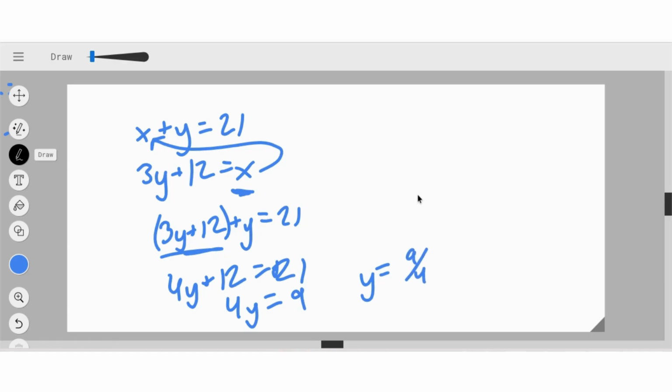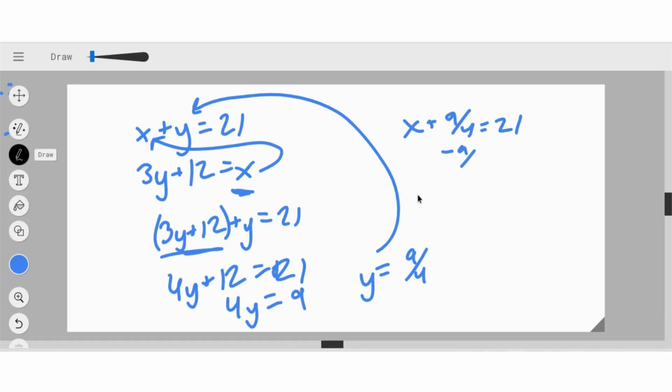And then that's only one variable, so we have to plug this back into one of our other equations, like this one. So x plus 9 over 4 equals 21. We subtract 9 over 4 from both sides, and we get x equals, to simplify this, we have to turn this into an improper fraction. So 21 times 4 over 4, which is 84 over 4, minus 9 over 4, which gets us 75 over 4.